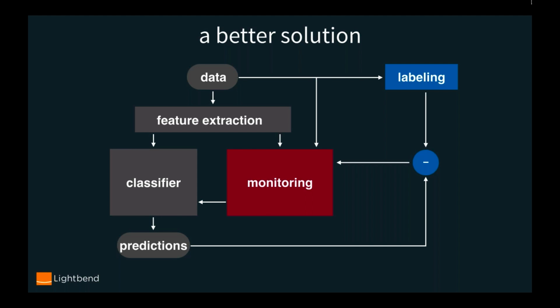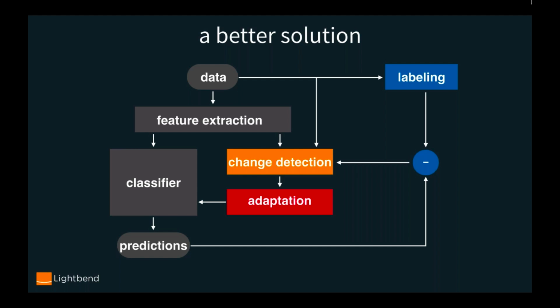Some monitoring methods separate the change detection responsibility from adaptation responsibility. These are called explicit mechanisms or explicit strategies. Other methods keep them together, and they're called implicit mechanisms or implicit strategies.